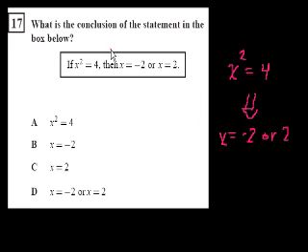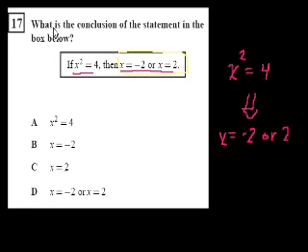All right. So what is the conclusion of the statement in the box below? Oh, okay. I think I'm reading this too much. This is the condition, and this is the conclusion, right? They're saying if this has happened, then we conclude that. So they're actually just asking us to label it. So right, this is the conclusion. Then x is equal to minus 2 or 2.